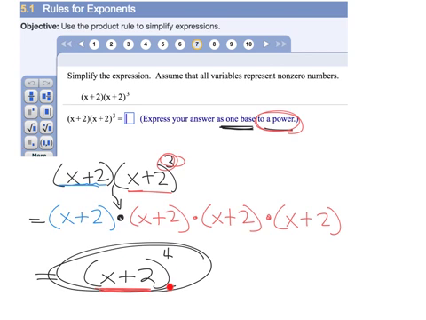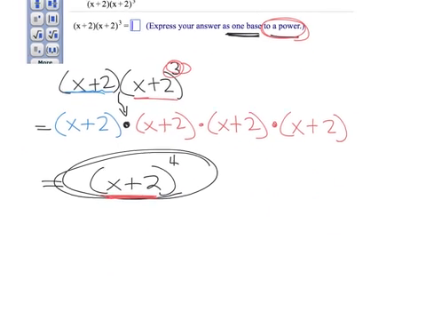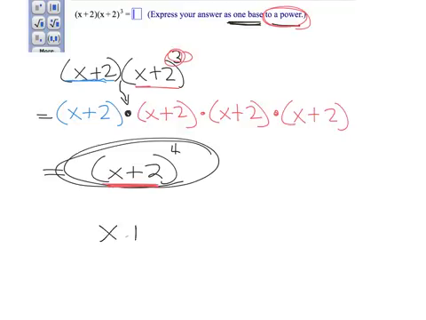You have to have these parentheses. If you put x plus 2 raised to the 4th power like this because you forget the parentheses, that means only the 2 is being raised to the 4th power instead of the whole thing being written out 4 times.